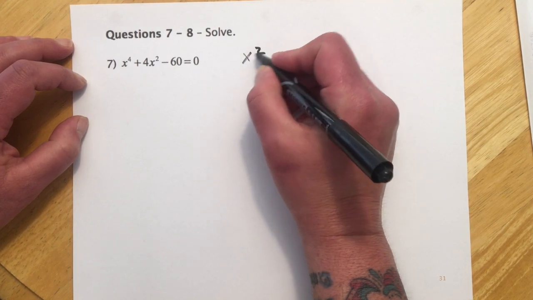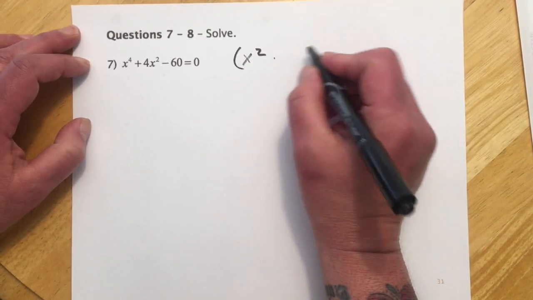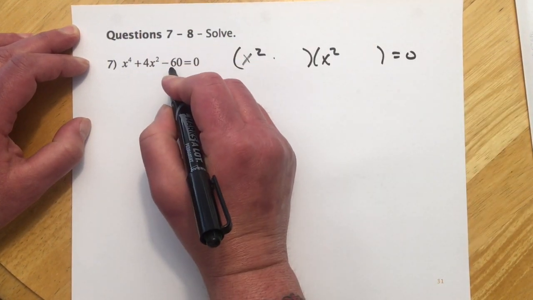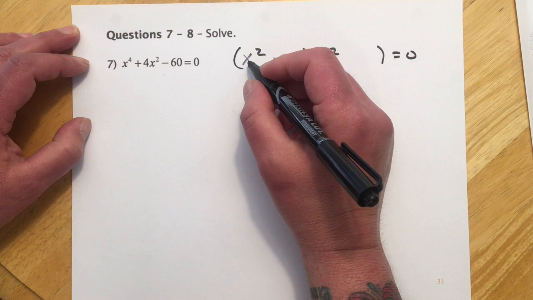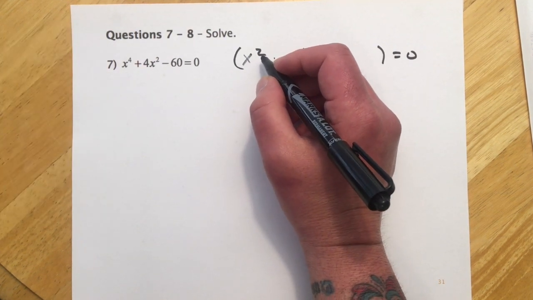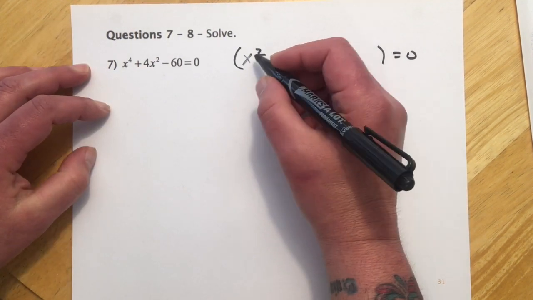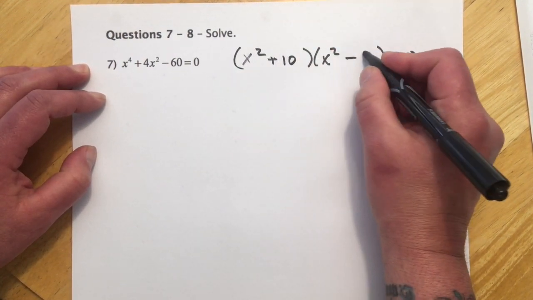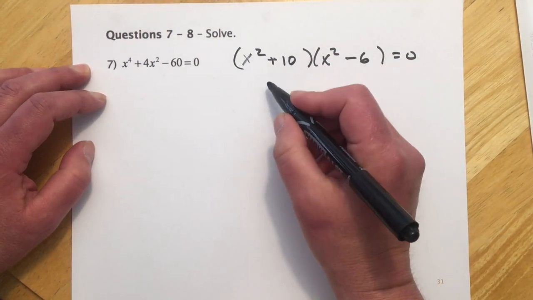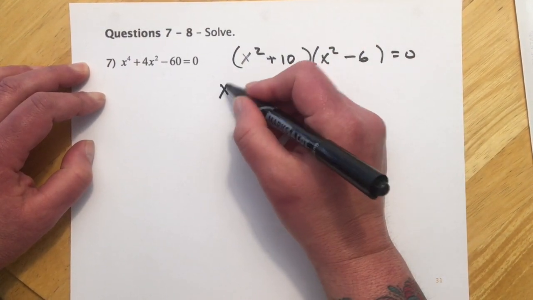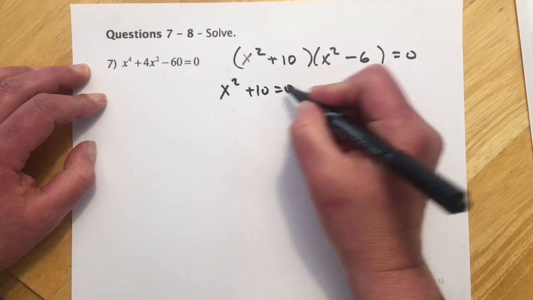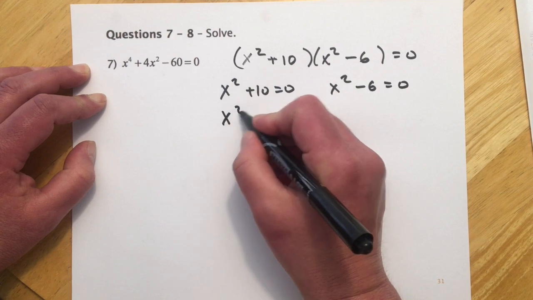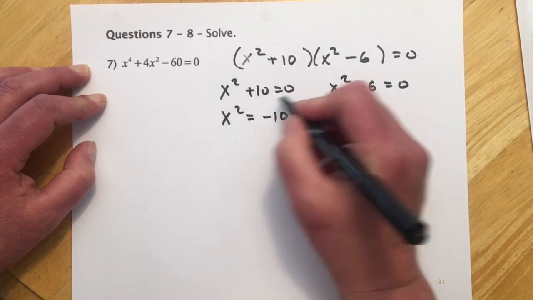So this will go x squared, and then x squared, and multiplies to negative 60 and adds to be 4. Let's see, so how about, sorry, 10 and 6, had a moment there with it. So 10 and then negative 6. Let's see, setting those to 0, x squared plus 10 equals 0, x squared minus 6 equals 0. Kick the 10 over, and then root both sides.